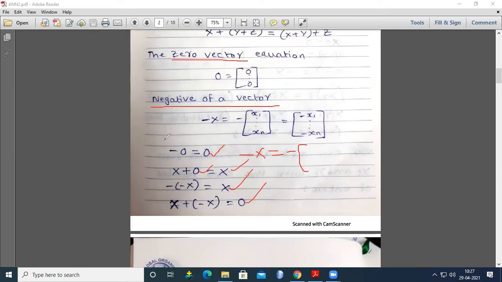I hope you all know these basic mathematical rules. So minus of o equals o. This o is a zero vector. So x plus o equals x, because this o is a zero vector. So minus of minus x equals x. That means minus into minus equals plus. And x plus minus x equals zero vector.